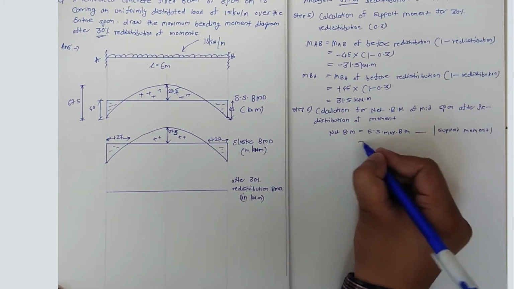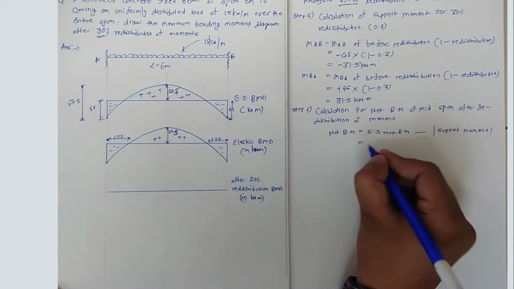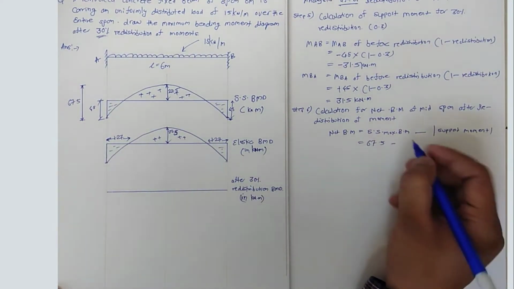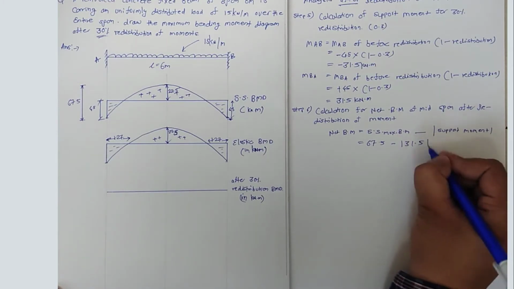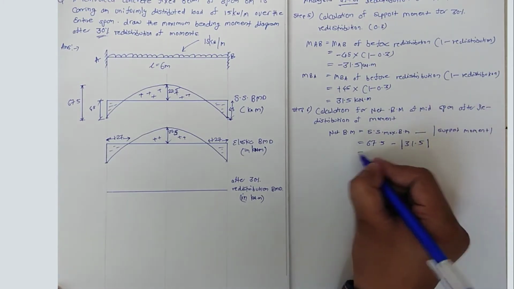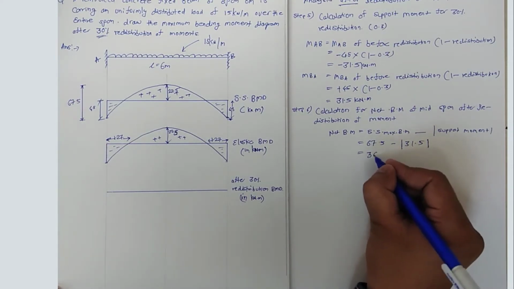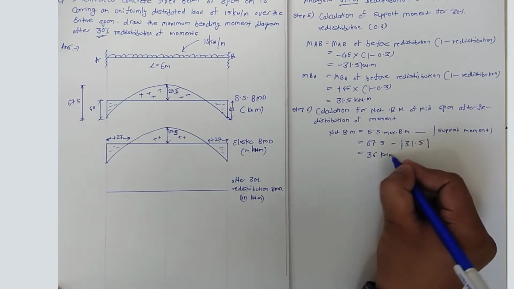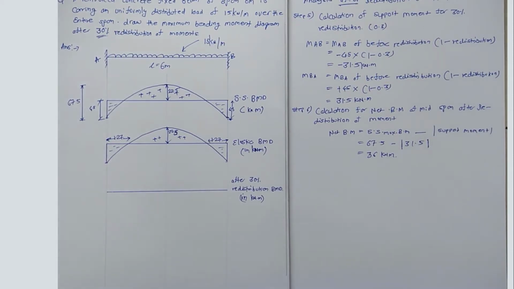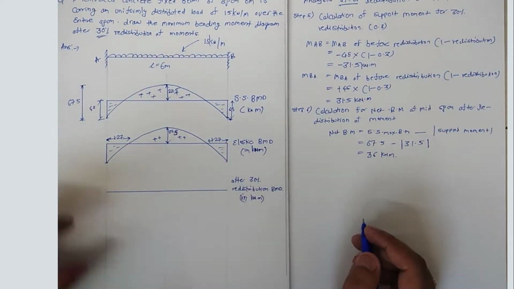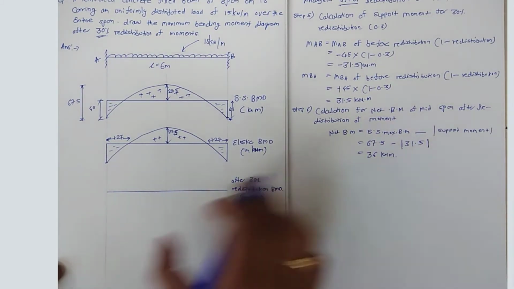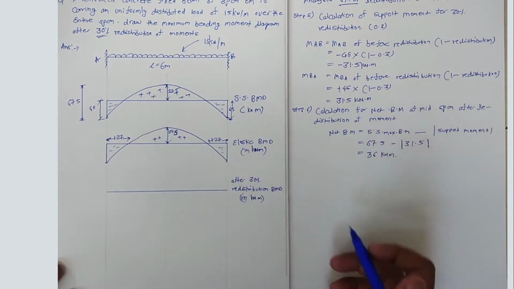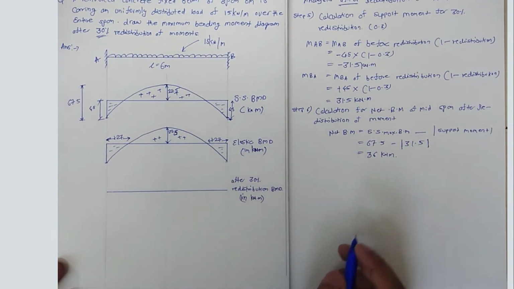So what is our maximum value? It is 67.5 minus mod of how much it is, 31.5, mod to avoid negative sign. It is coming out to be 36 kilonewton meter. Okay, so now we can draw this, but before drawing we must know the actual point of contraflexor. So we'll calculate first the point of contraflexor and then we'll draw the actual diagram.